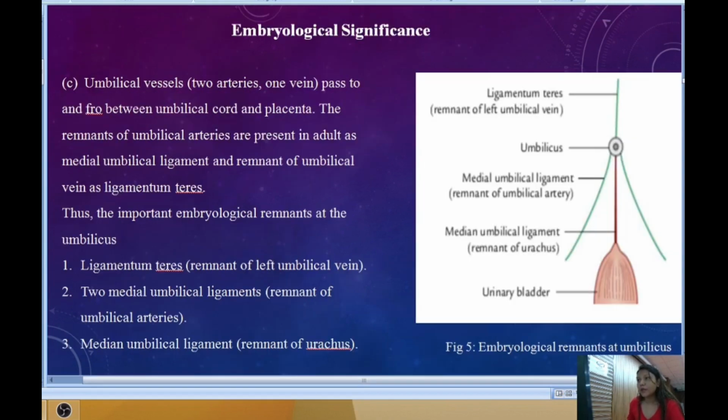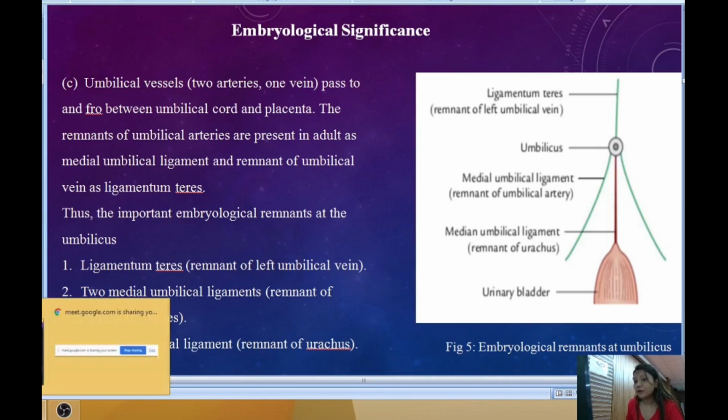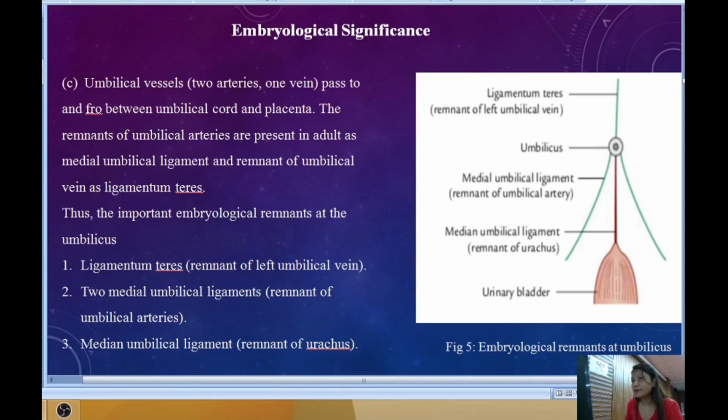Now, very important is the embryological significance. Can you hear me? Yes, ma'am. Whenever I am teaching any topic in today's slide, I am sidewise going to tell the clinical importance, so kindly note it. If I am talking about embryological significance, the next slide I am going to talk about the clinical importance.